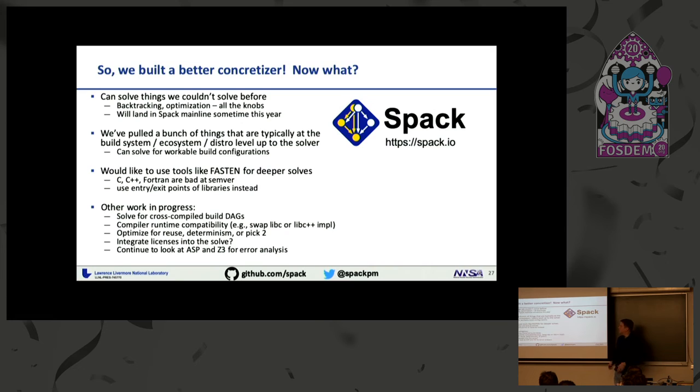And so the goal here, like I said, is to make it so that people can have nice things in HPC, so that it's easy to build on a new system and to get a new DAG working in a place you haven't built it before. It would be really cool to be able to use tools like Fasten for deeper solves. And so, the C and C++ and Fortran world are absolutely horrible at semver because it didn't exist when they started existing. And so we don't really know the compatibility between packages.